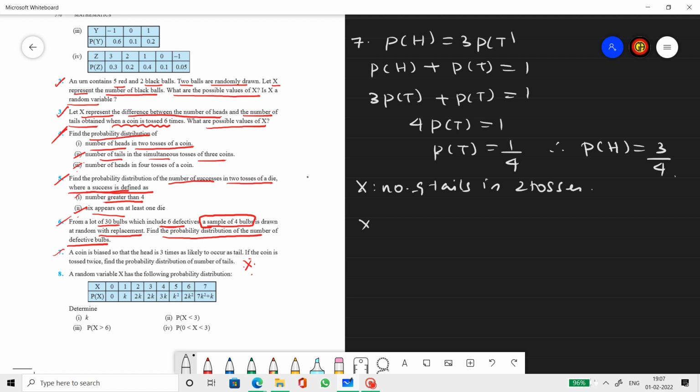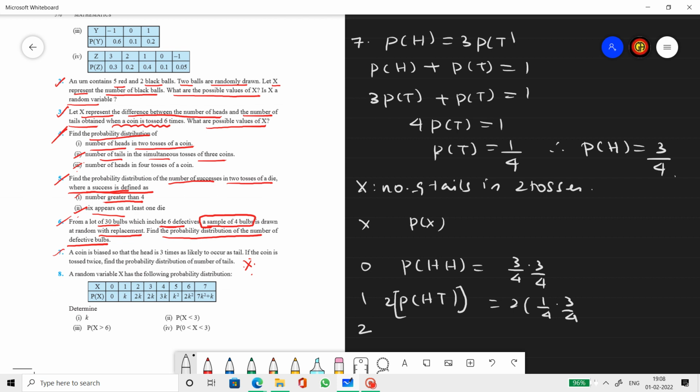So, X can take the value of 0, 1 and 2 as usual. So P of X would be, both the time I am not getting tail, so it is head. So 3 by 4 into 3 by 4. Then I am getting head only once and there will be 2 chances to this. So it will be 2 times 1 by 4 into 3 by 4. And third one is getting tail in both. So TT, which is 1 by 4 into 1 by 4.